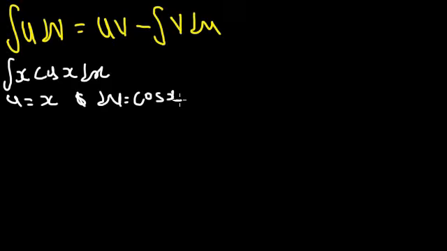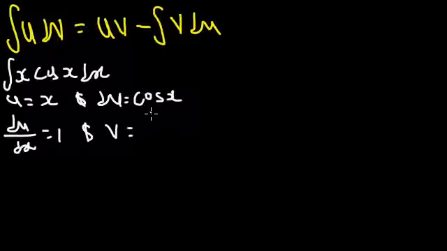If you are contemplating, you can try and go through all the process we went through in the previous example for you to be assured that this is the best substitution we can make. So now, what exactly is the du dx? That's simply 1. And upon integrating both sides, we have v to be equal to the integral of cosine x, which is simply sine x.